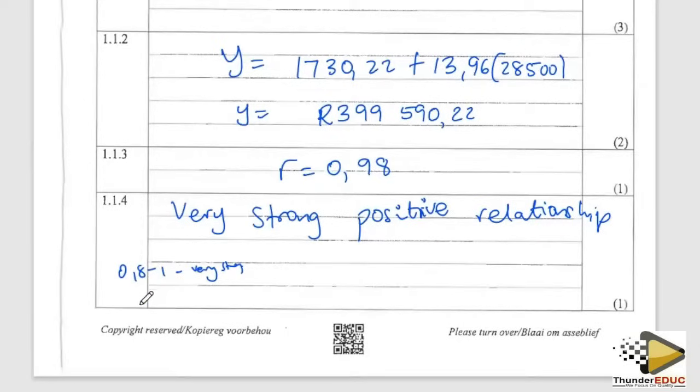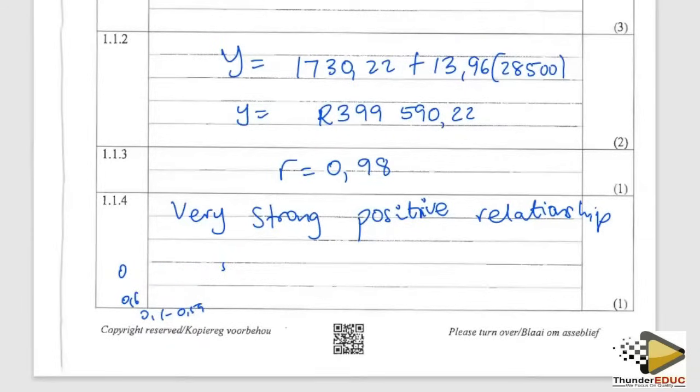And then for strong, it's between 0.6, maybe up to 0.79. Then moderate is between 0.4 to 0.59. And then weak can be 0.2 and so on and so forth. Okay. So that is that.